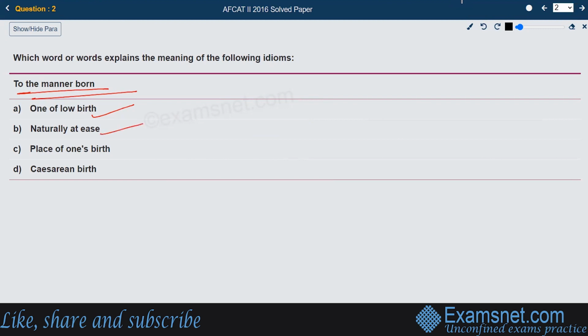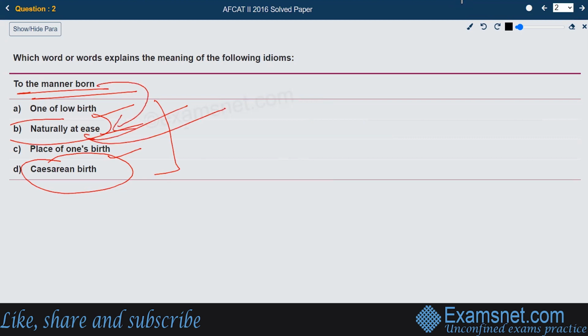Next option is place of one's birth, a place where the person is born, that is the C option. Another one is caesarean birth. Caesarean is when a mother has to go through an operation or surgery to deliver a baby. That is option D. And the right answer among all of these 4 is naturally at ease. Option B is the right answer. To the manner born means naturally at ease.